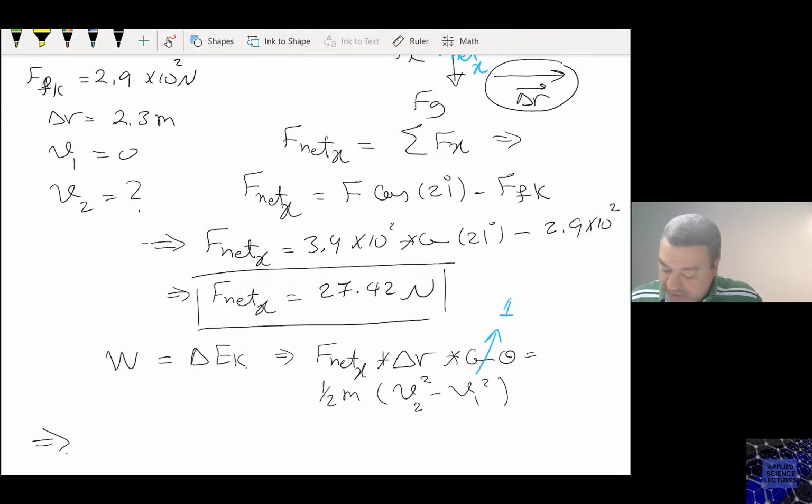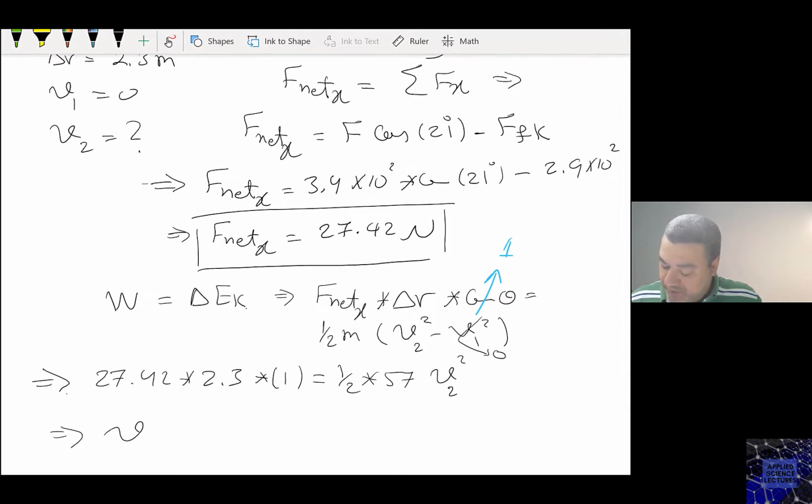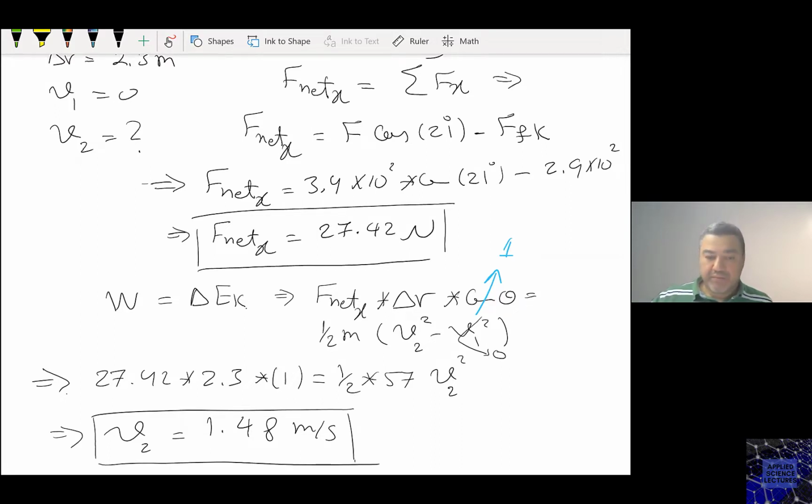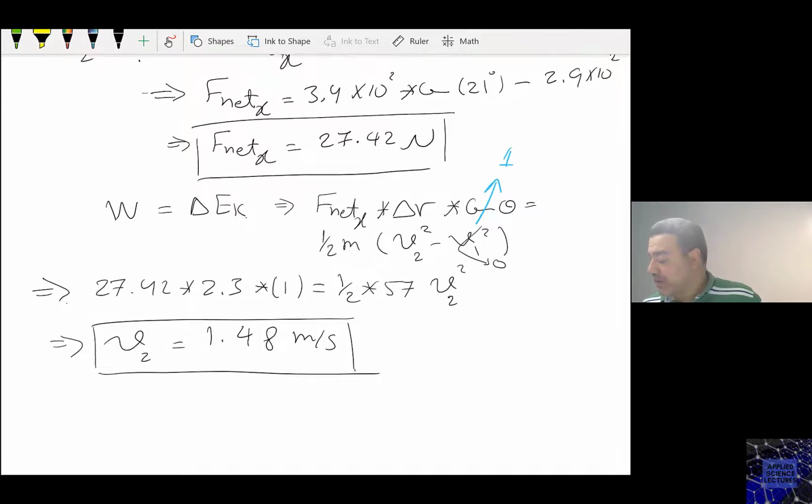If you substitute 27.42 times 2.3 equals half times 57 times V2 squared, because we're starting from rest, this guy is 0. Then V2 is 1.48 meters per second. So this is how we calculated the 794.